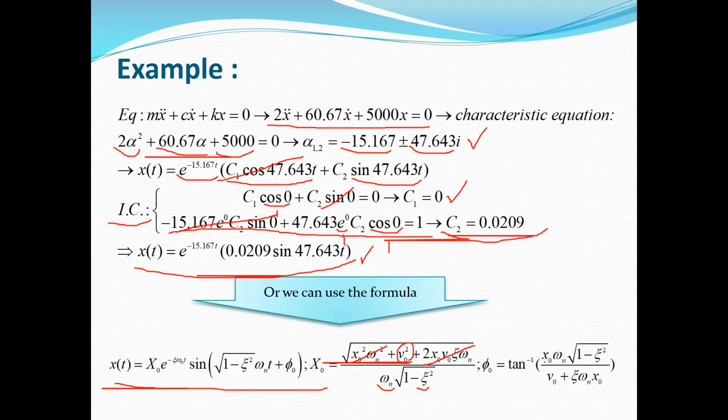For phi naught, you can use this term again because x naught is 0, so this term will be 0. So you can see phi naught will be 0. You can substitute here again. Psi and omega n are obtained from the previous slide, in the first section of this example. So you can use this equation, and you will see you can extract the same result. But I always suggest you use this method: form the characteristic equation and solve the equation directly using the common procedure. So you don't need to memorize any formula.